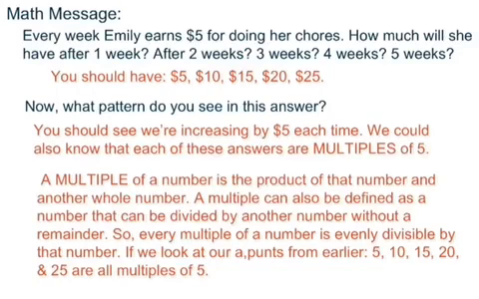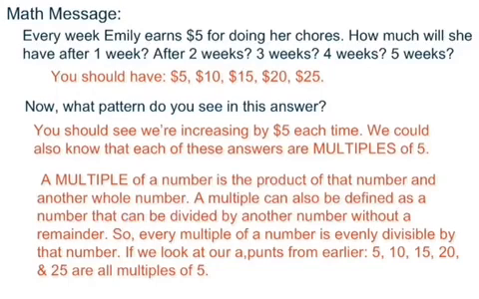So here's a definition. You probably want to get this written down for yourself. A multiple of a number is the product. Remember, product is the answer in a multiplication problem. So it is the product of that number and another whole number, which is the thing I just said with you, with 5 times 1 equals 5, right? So it's the product of that number, 5, and another whole number, 1, right?